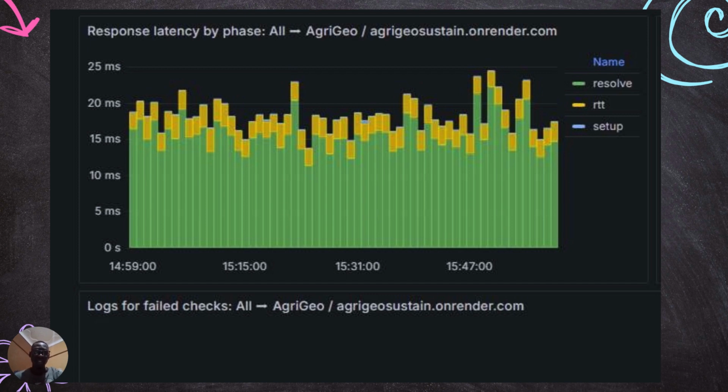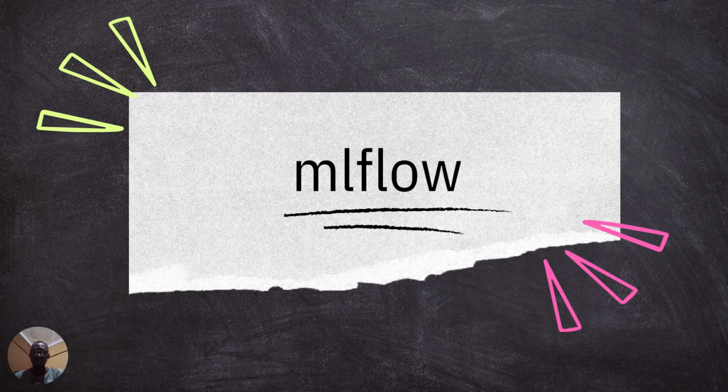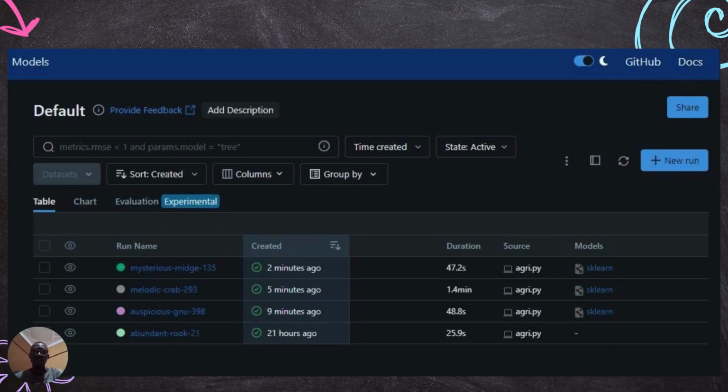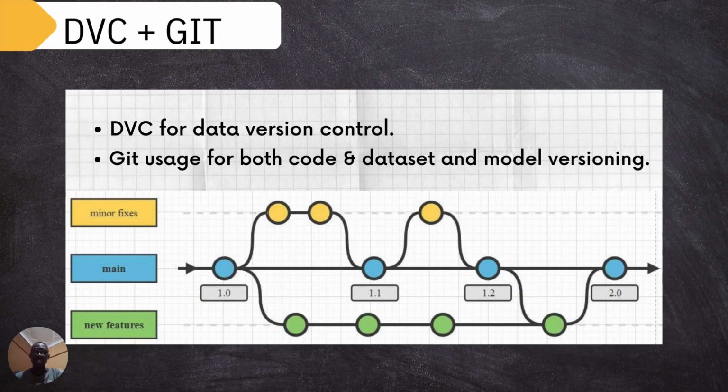If you look at the MLflow, for the MLflow, basically we used it for experiment tracking, model versioning, and deployment. Then the artifacts used, we used MLflow parameters, metrics, and then the trained model. So basically, this is our Git. We used GitHub for our model versioning. Yes, so DVC and Git move hand in hand.